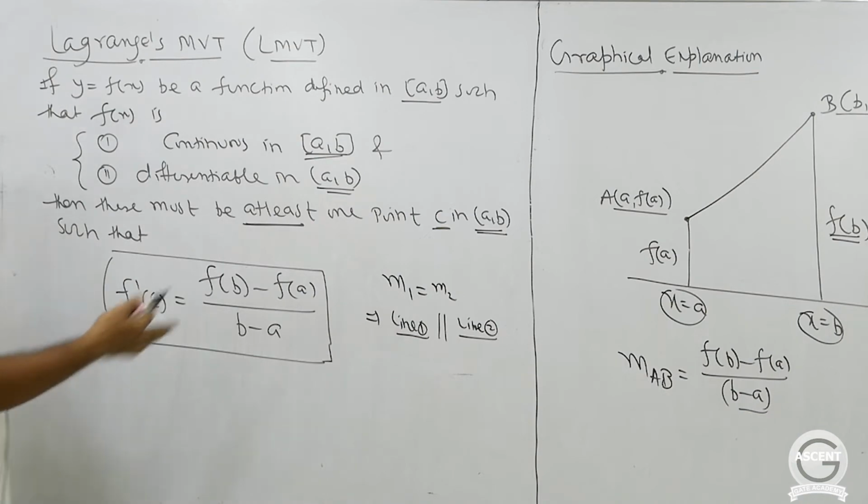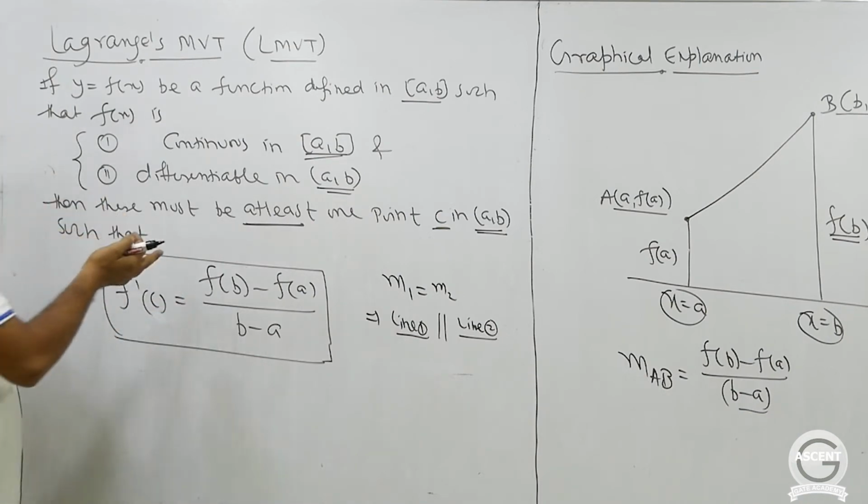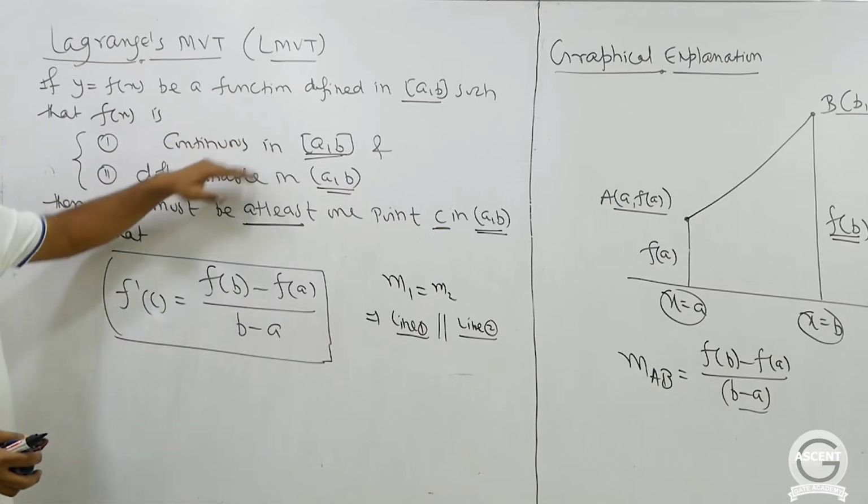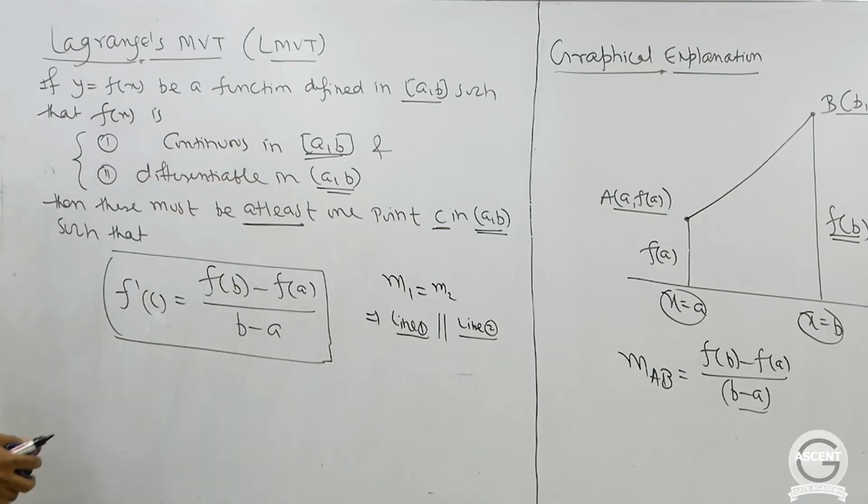So you can say that the graphical or geometrical meaning of Lagrange's mean value theorem is that if we have a function for which these two conditions are satisfied, then there must be at least one point where the slope of the tangent line will be equal to the slope of line AB, meaning that the tangent will be parallel to this line AB.